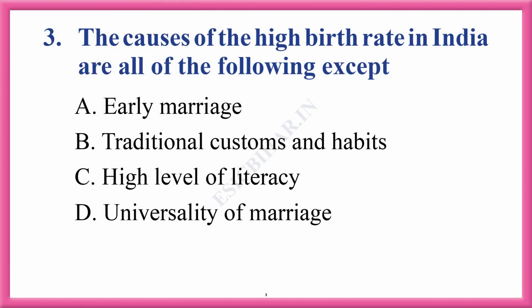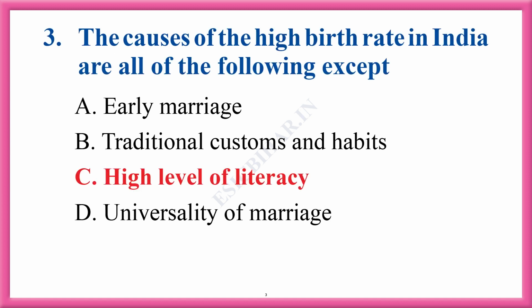Question 3. The causes of the high birth rate in India are all of the following except A. Early marriage, B. Traditional customs and habits, C. High level of literacy, D. Universality of marriage. And answer is C. High level of literacy.